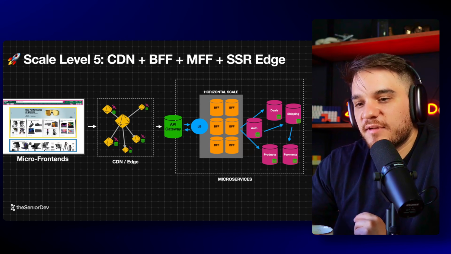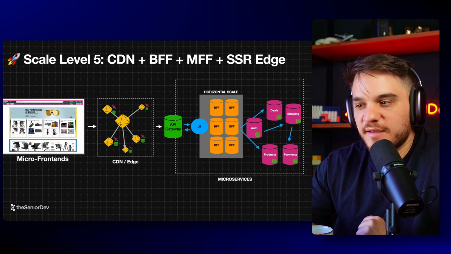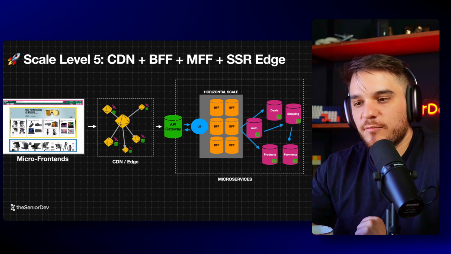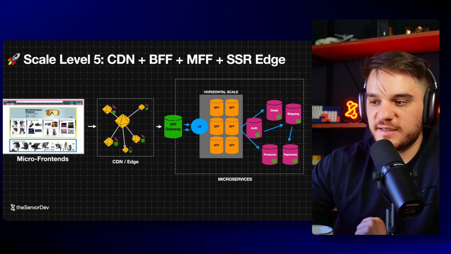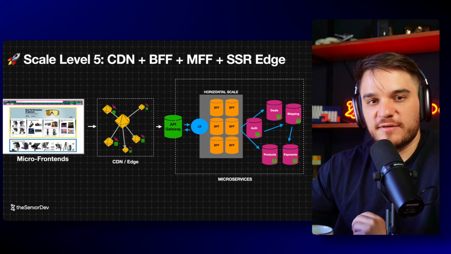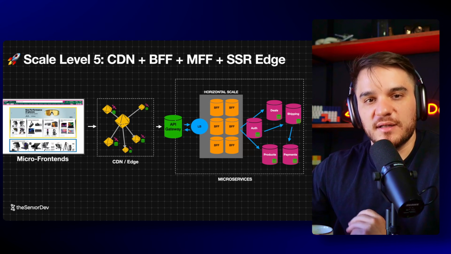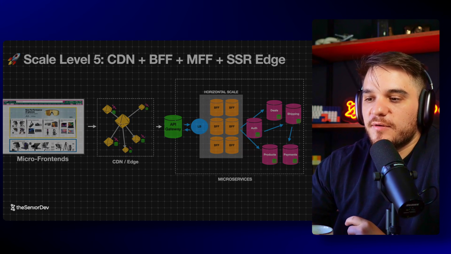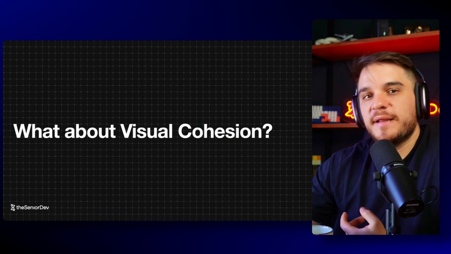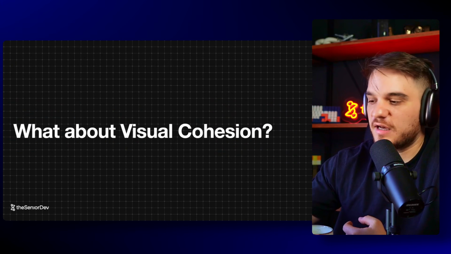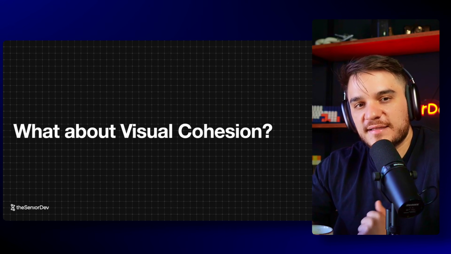And that would be our scale level 5, where we have micro-frontends in the front end, microservices in the back end, and we strategically add caching layers and load balancing layers to have great scalability and very low latency. Now, how do we keep visual cohesion when we have these different applications? So how do we make sure they still look like a single application?